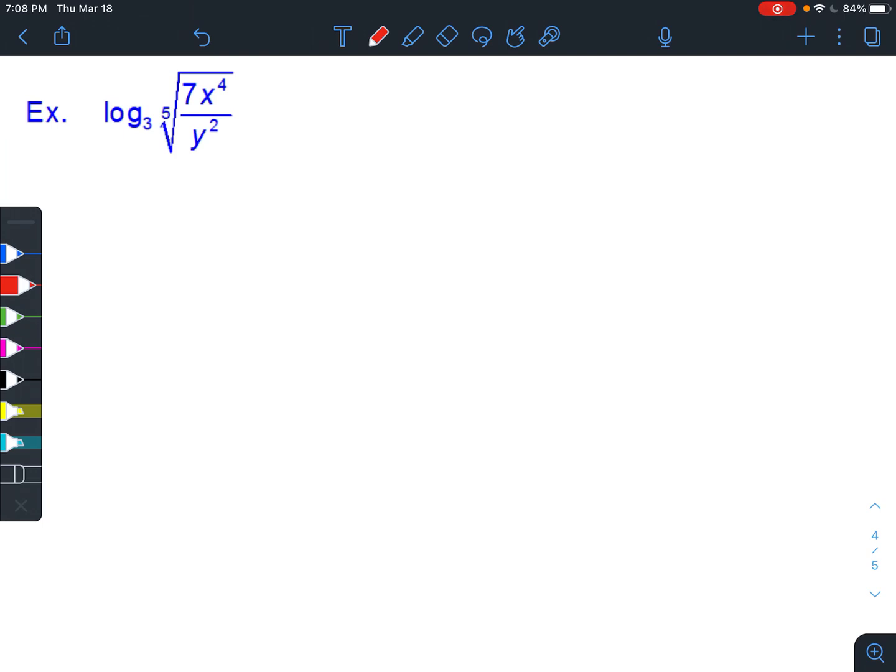Now the first thing I would do is say, wait a minute, that's the 5th root. I don't like roots. I like exponents better when I'm dealing with logs. So first thing I'm going to do is turn this into log base 3 of, big old fraction, 7x to the 4th over y to the 2nd, and I'm going to put that all to the 1/5 power.